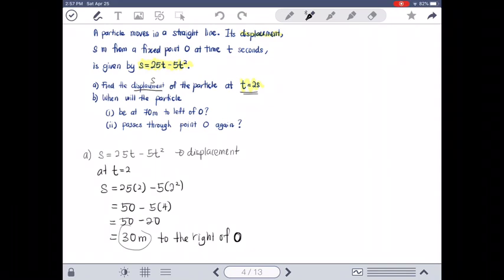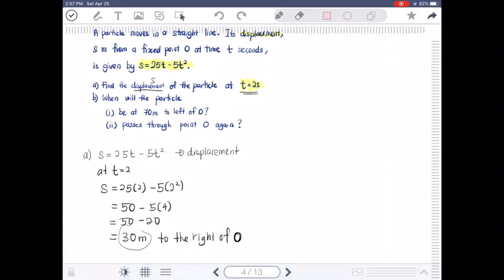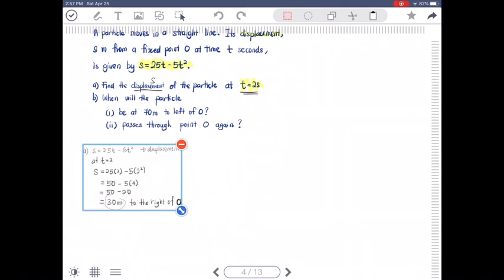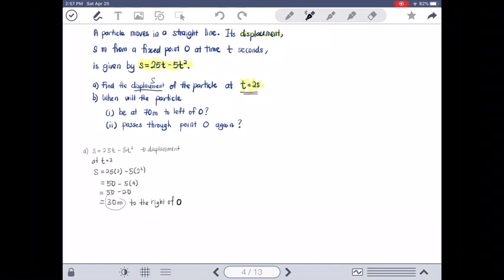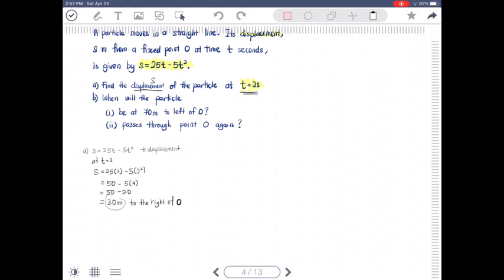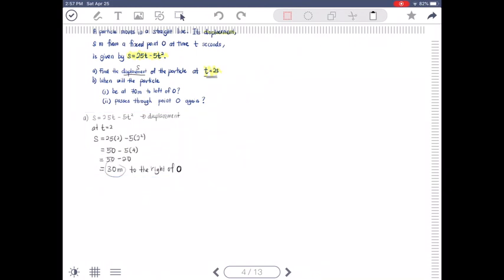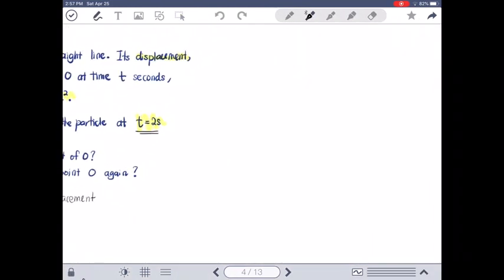Now let's have a look at question B. When will the particle be at 70 meter to the left of O? Okay. Question number B1.